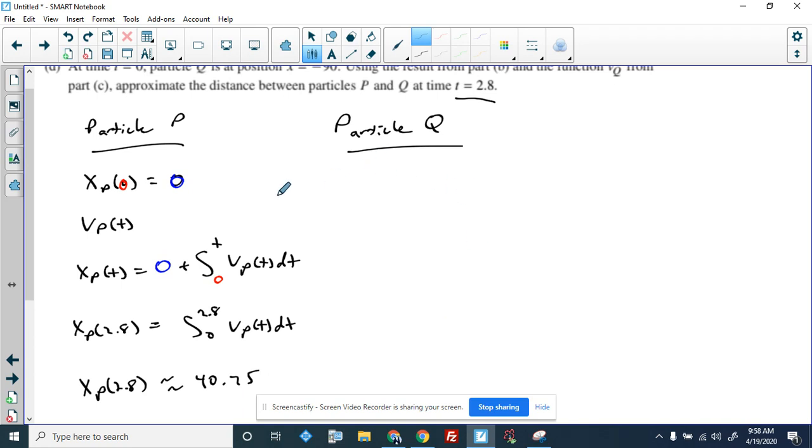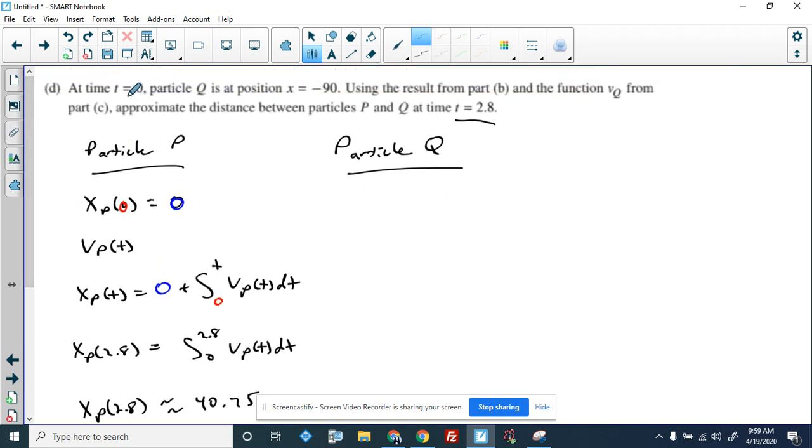So now let's go over to Q. What do we know about Q? Well, right here at t equals 0, particle Q is at position negative 90. That tells you that xQ of 0 equals negative 90. You know vQ of t, it was given to you. So it's the same concept. If you have a derivative and you have an initial condition for the function, then you should be able to write that as an integral function.